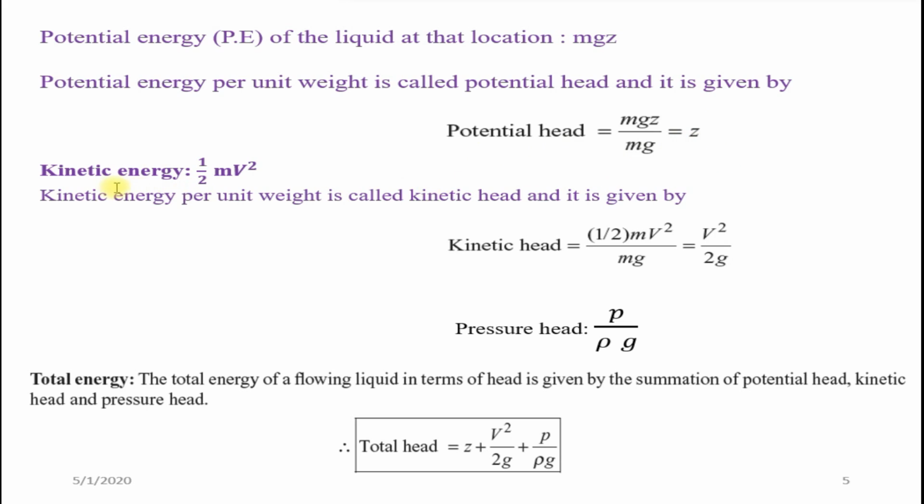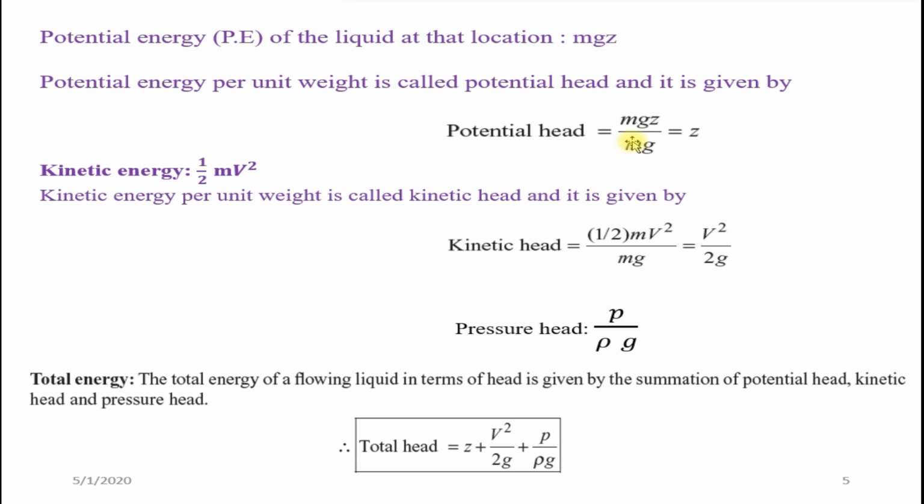Now we will see the kinetic energy, one more form of energy which is associated with the fluid element. Half m v square is the equation for kinetic energy. Now we will see the kinetic head. Half m v square divided by mg is nothing but v square by 2g. Similarly, pressure head is P by rho g.